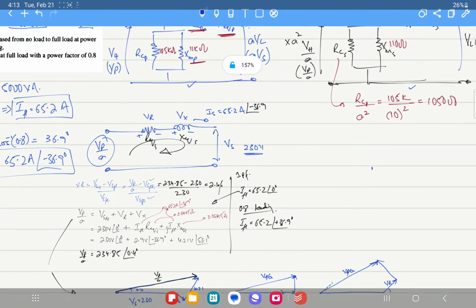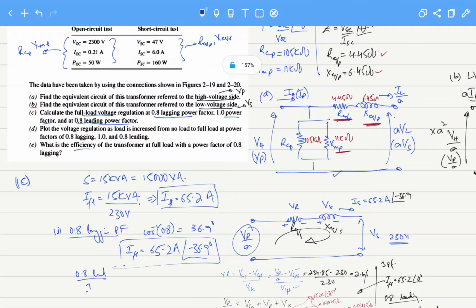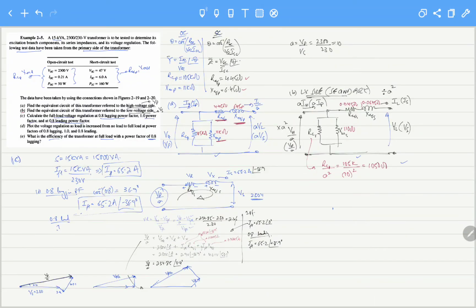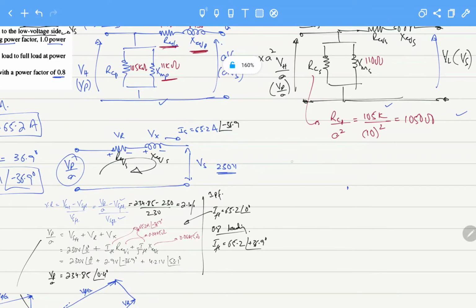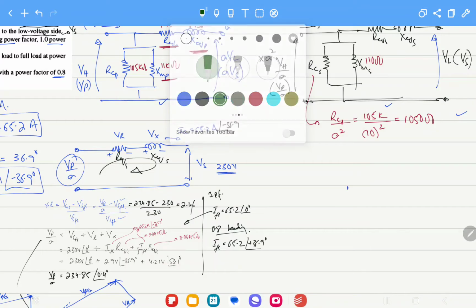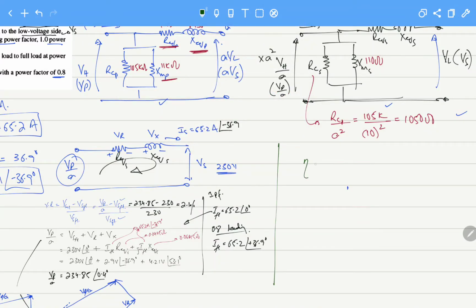And in the last part, we are required to calculate the efficiency of the transformer at full load, when the power factor is 0.8 lagging. So the last part is regarding the efficiency of the transformer. So let's do this. The efficiency of the transformer is P out divided by P out plus P losses, we have copper losses and core losses, into 100. So this is what we have to do now.